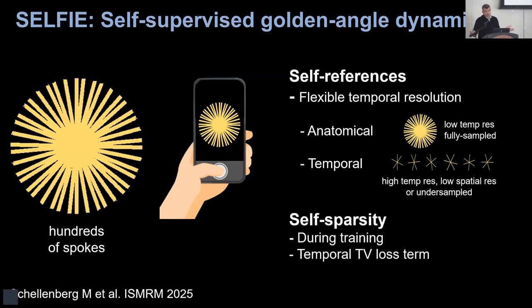The other thing that we also know from compressed sensing is that these movies, these videos, are inherently very sparse. In compressed sensing, we use this property to reconstruct. But what if we actually use it to train the network? We'll see how to use this sparsity with a temporal TV loss term during training rather than during reconstruction.